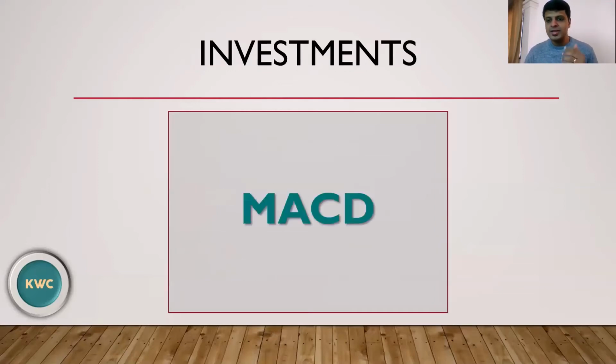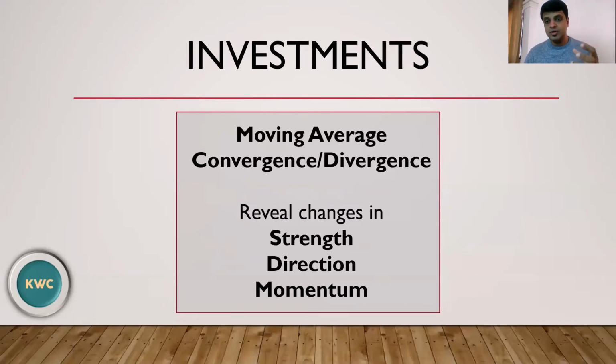Okay. Now the next one is the MACD. This is my personal favorite indicator. It's an oscillator. Basically, it is the moving average. It uses two moving averages and compares it with the third one. So it's like the EMAs combined together.